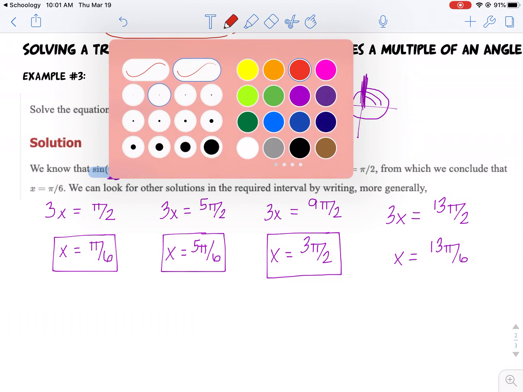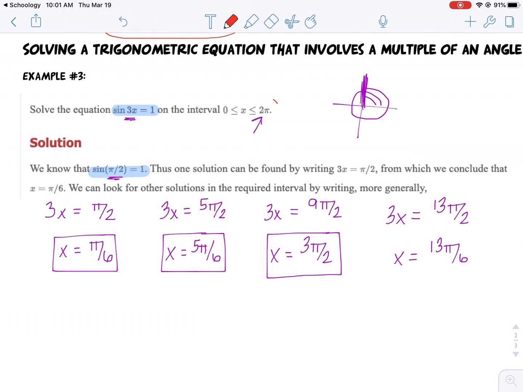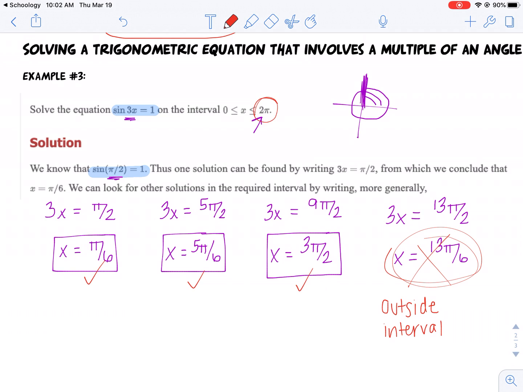Now this is out of the restriction. I can only go to 2 pi. This is bigger than 2 pi. So, not possible. You can write outside interval or outside restriction. So that shows me that these are my only 3 possible answers. Okay, you keep going until x is out of the interval of 2 pi.